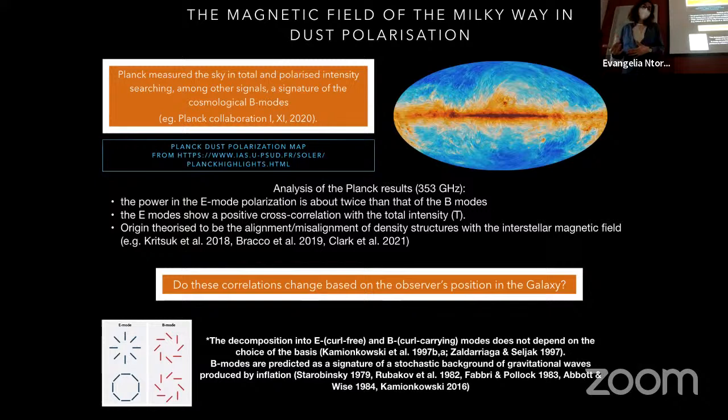So what we wanted to see now that we have all these galaxy models is, do these correlations change based on our position in the galaxy? Now we have many positions to choose from. And also, what can we learn about the morphology of the magnetic field that the observer lives in from this type of correlations?